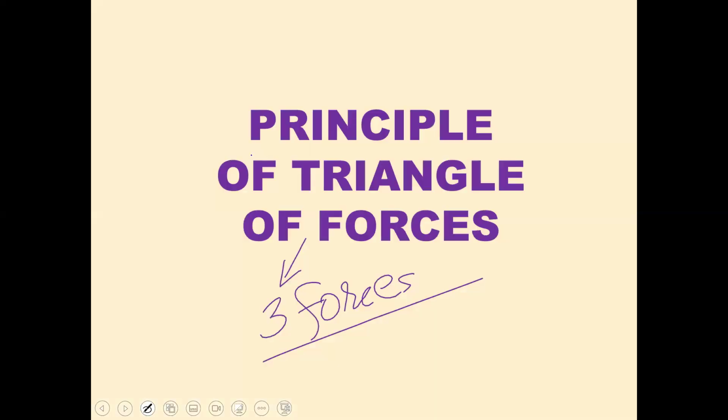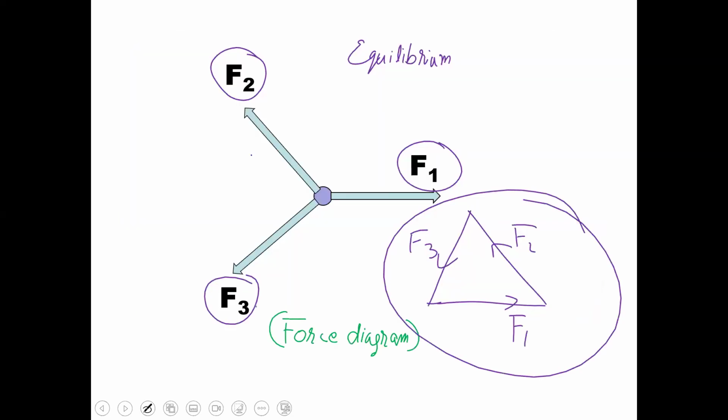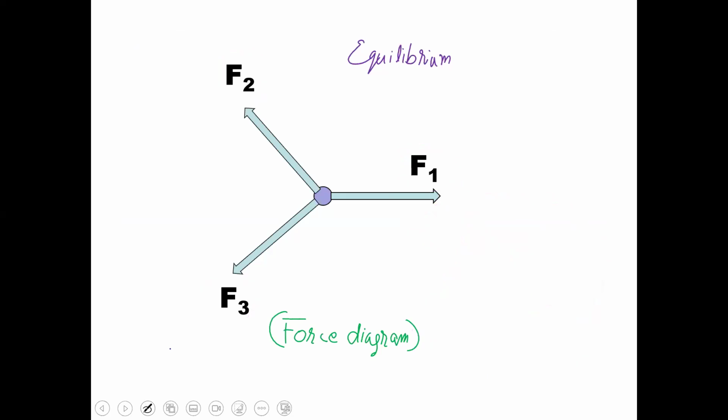So look at the rule. What's the name of the rule? Principle of triangle of forces. Can you read it for me? What is the triangle rule? Triangle rule: if the three forces are acting on an object and the object is at equilibrium, the three forces must be able to form a closed triangle if they are joined head to tail. Yes, very good. Now look at this screen. After giving the heading, now please copy down this screen.